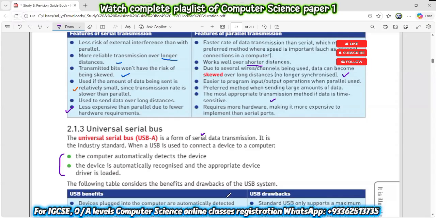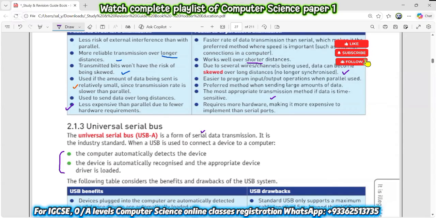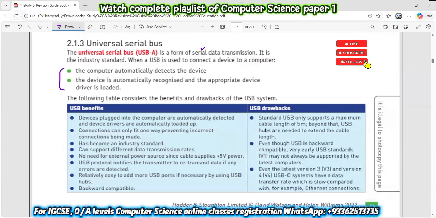So you can see the advantages. Again, it has come in one of the recent papers. What are the advantages or disadvantages? Devices plugged into the computer system are automatically detected and the device drivers are automatically loaded up. The way I said, connections can fit only one way, preventing incorrect connections being made. We are talking about USB-A, not USB-C. This has become the industry standard, and becoming industry standard means considerable support is available. Can support different data transmission rates.